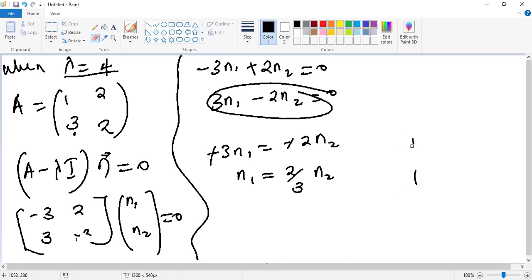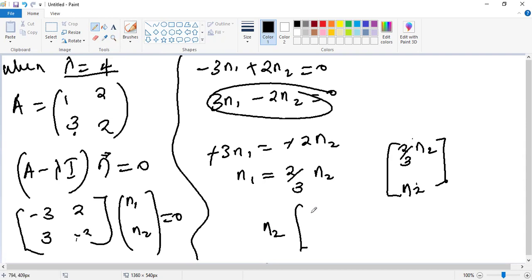Let me write it this way, in terms of eigenvectors, the relationship. Let me write here N2. N1 will be what? N1 is equal to 2 over 3 of N2. Take N2 out. I'm just looking for the relationship for these two. If I take N2 out of these two things, what will I have? 2 over 3 and 1.